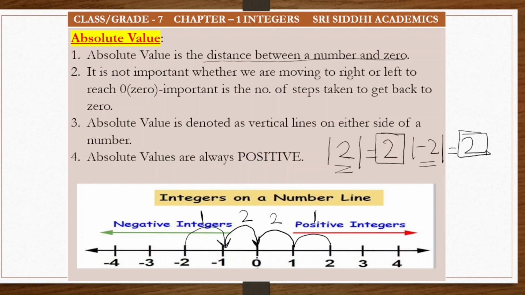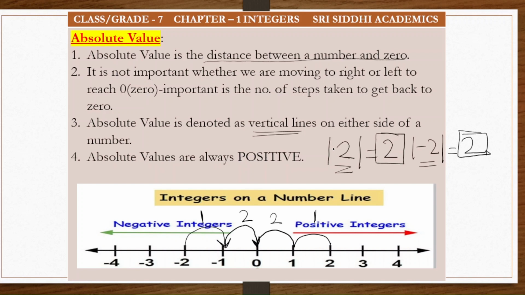Don't just blindly say that it's super simple: you have a number inside vertical lines, then the absolute value will always be a positive number. Same number, you just have to remove the sign, whatever sign is there. If 2 is there, you write 2 as it is. If -2 is there, you remove the minus and write 2.